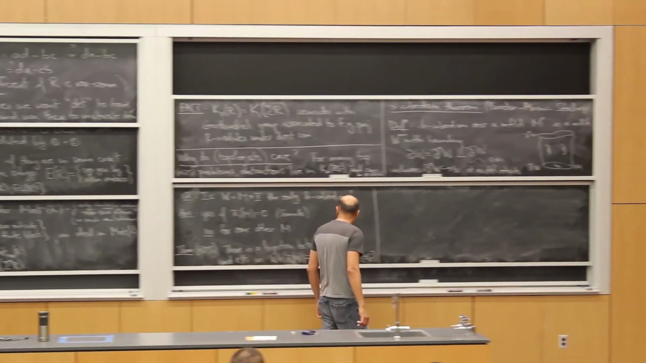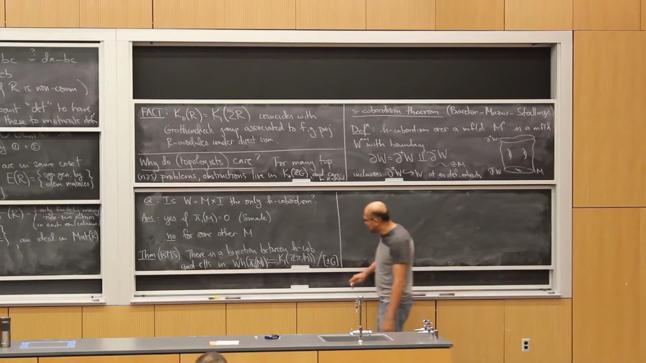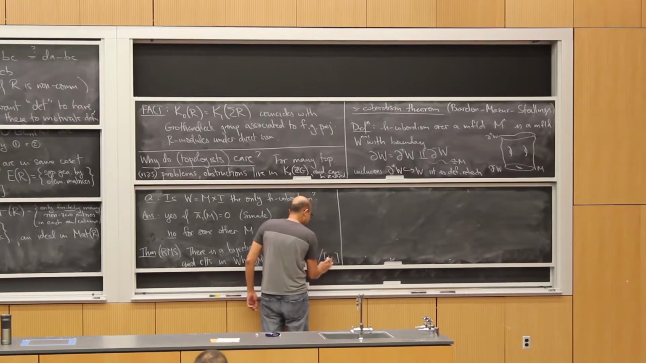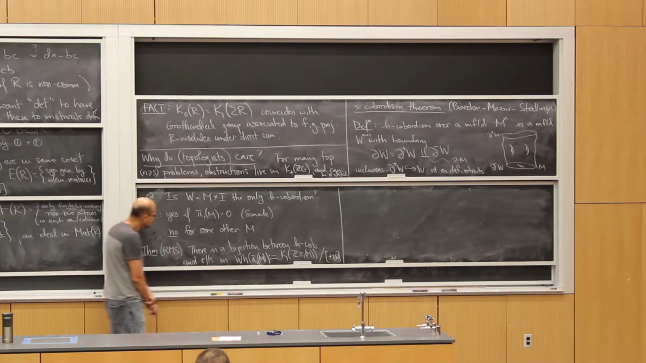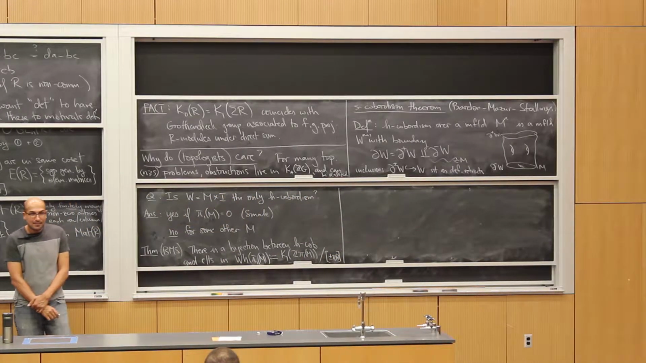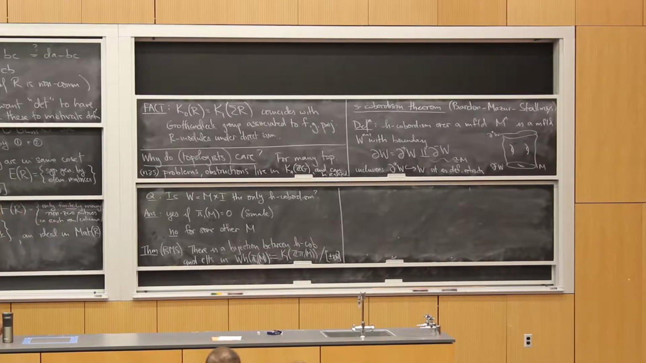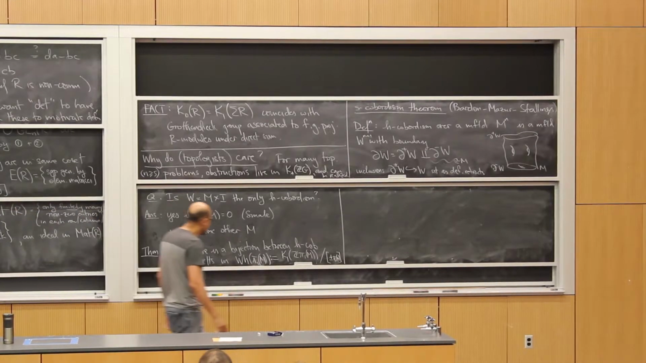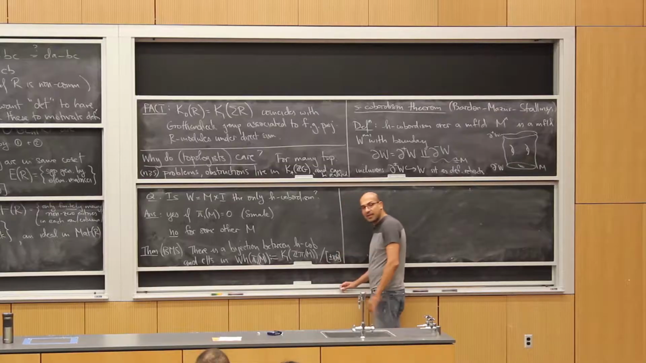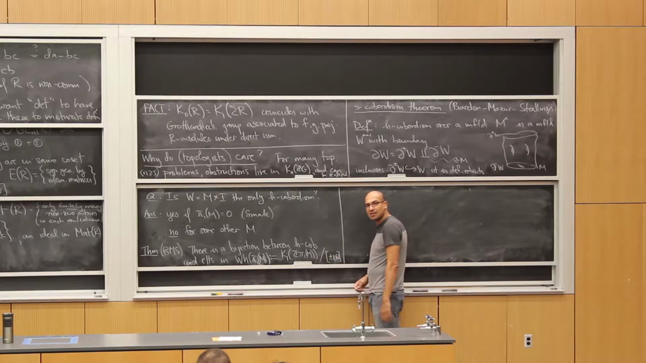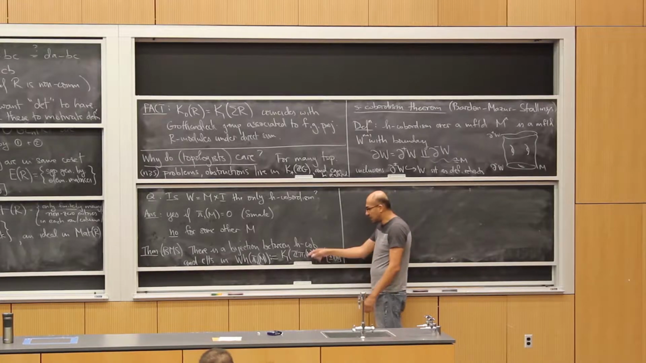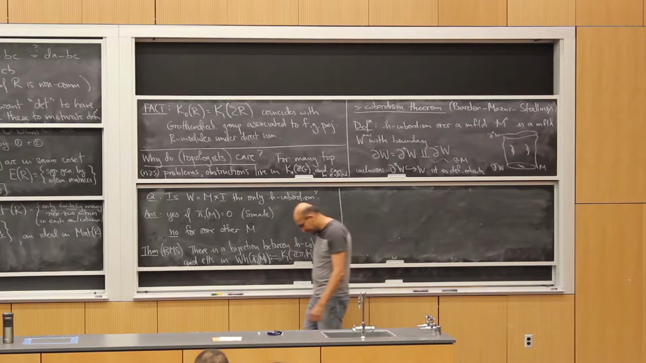And G here is π₁ of M. Sorry, the integral group ring is the group generated by elements of π₁? It's formal sums. It's finite formal sums of elements in π₁, and then the multiplication uses the group operation to multiply group elements.